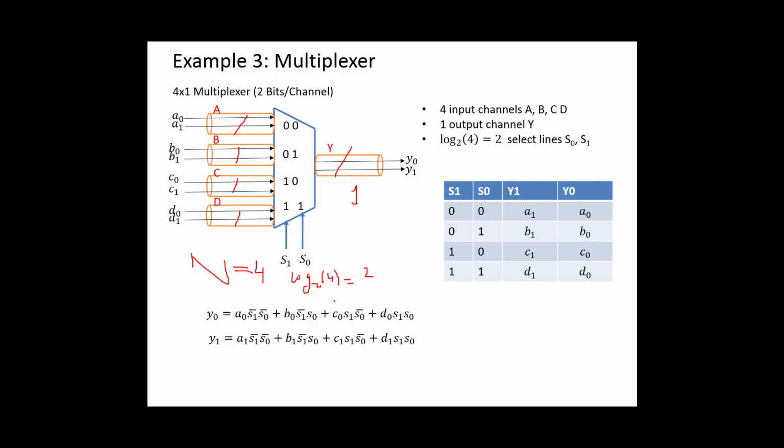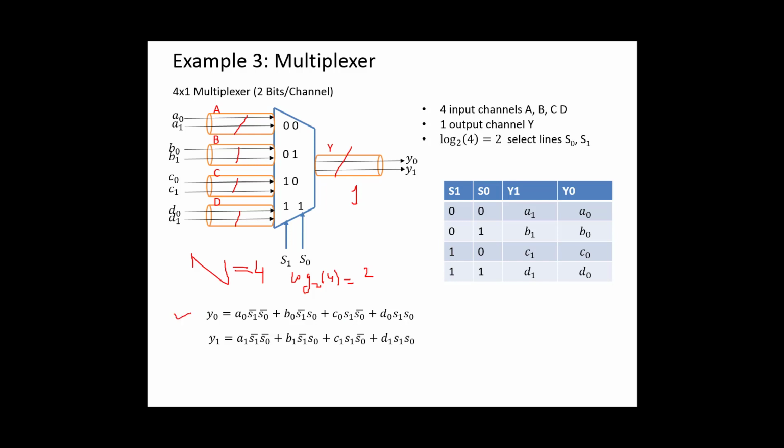So the overall Boolean expression becomes: Y0 is equal to A0 when S0 is 0 and S1 is 0, so we can write S0 complement S1 complement; or Y0 is equal to B0 when S0 is 1 and S1 is 0, so S0 S1 complement; or Y0 is equal to C0 when S0 complement and S1 is true; or Y0 is equal to D0 when S0 is equal to 1 and S1 is equal to 1.